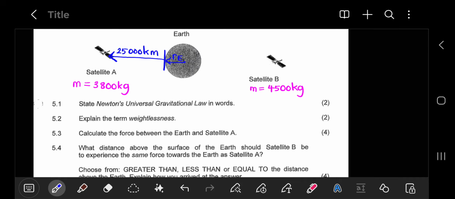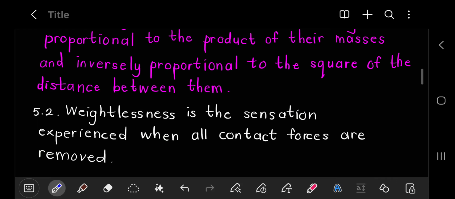5.2 says, explain the term weightlessness. So weightlessness is something that you feel when all the contact forces that normally act on you are removed. So weightlessness can be described as the sensation experienced when all contact forces are removed.